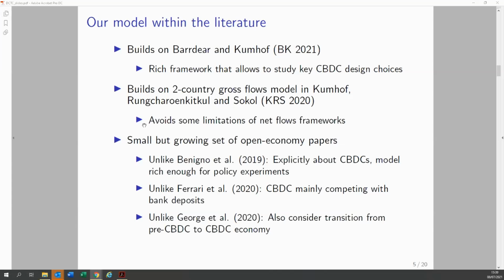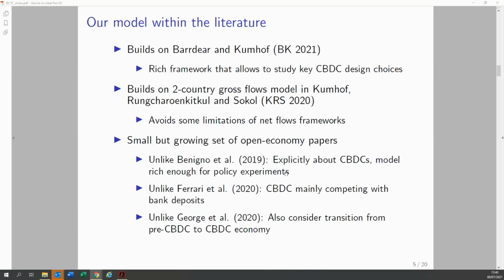So essentially, you're better off having a framework that allows you to model those. Then, of course, we have already said that as of now, the open economy dimension of CBDCs is a niche, but it's a fast-growing niche of papers. Relative to the main existing papers, I have highlighted here the main differences of our framework. If you look at Benigno et al., which is one paper that hasn't been mentioned earlier today but is relevant, our paper is explicitly about CBDCs and not just about digital currencies. And it's also a rich model that you can use for policy experiments rather than a stylized model that you use to make a theoretical point.